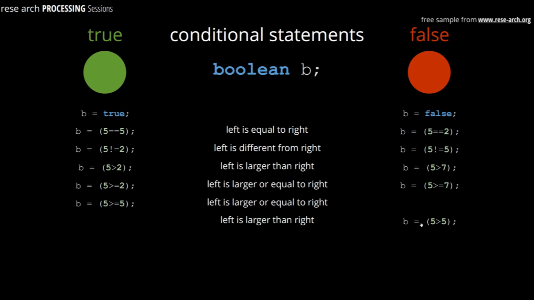If we want to have something that is false, I can ask, is left larger than right? So if I'm asking whether 5 is larger than 5, then the answer is false, because it's not larger, and it's not even smaller. It's equal, but it's not larger for sure. So therefore B is false in this case.